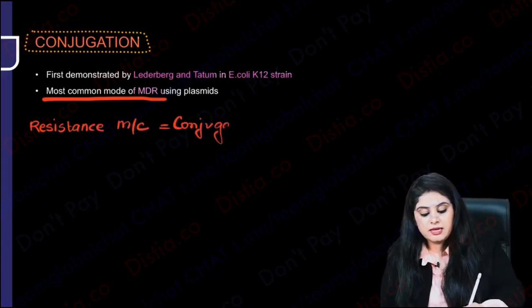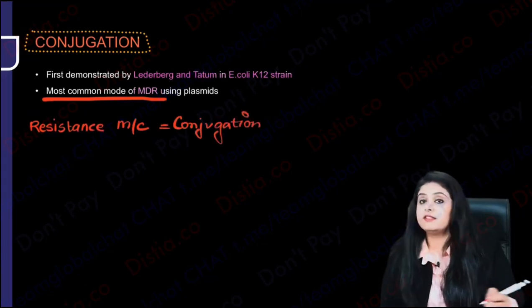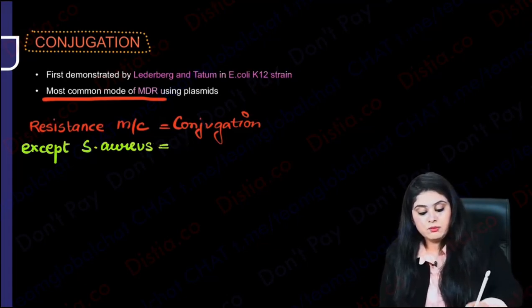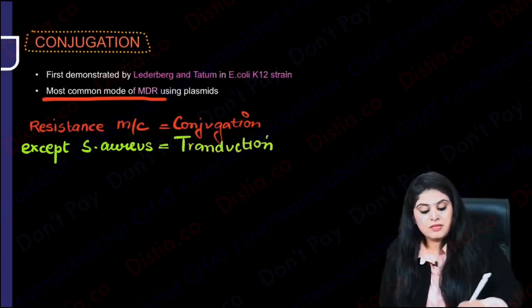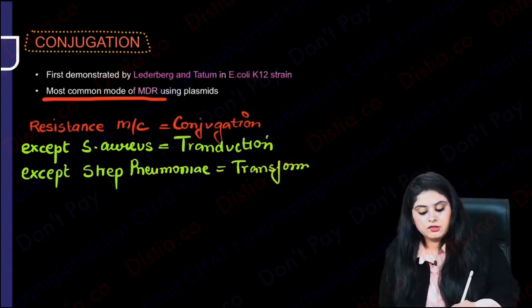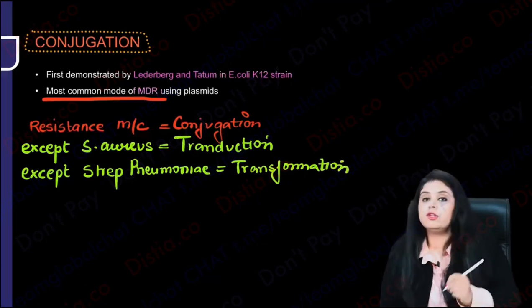However, now is the time for some examples and exceptions. So please remember, I have already told you, except Staphylococcus aureus. Staphylococcus aureus is going to be most commonly by transduction, the bacteriophage one. And also I taught you in the beginning the Griffith experiment for Streptococcus pneumoniae, because in Streptococcus pneumoniae it was transformation that was the most common. It was transformation that was going to happen. For all others it's going to be conjugation.